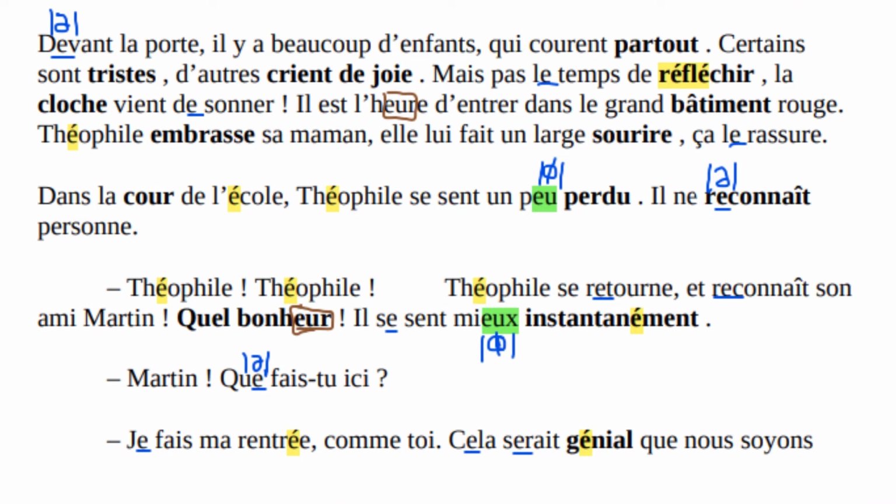Devant la porte, can we hear the E sound there for our ordinary E? And in French language, the sound is E. Okay, so we have devant la porte. Il y a beaucoup d'enfants qui courent partout. Certains sont tristes, d'autres crient de joie, mais pas le ton.